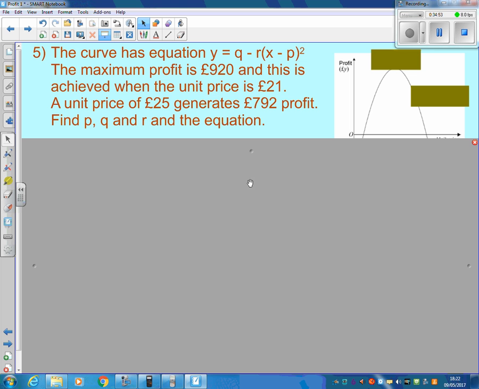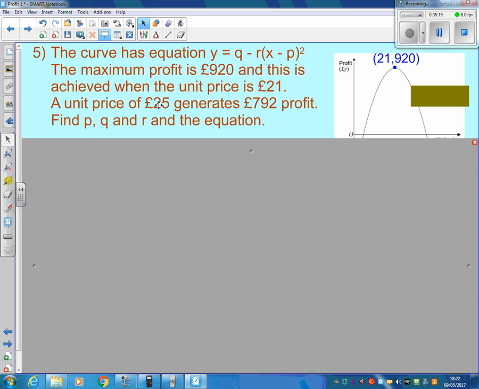Now a couple of questions at the end. They are quite tricky, but we should be quite fast. First, this curve's equation y equals q minus r(x minus p) squared. Oh, look at all these variables. So we need a q, an r, and a p. What are we told? The maximum profit is 920, and it's achieved when the unit price is 21. So the vertex is 21, 920.